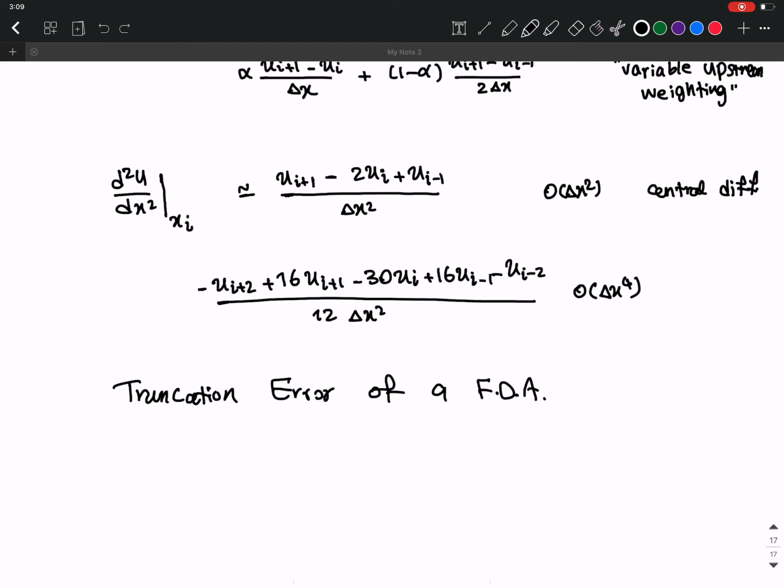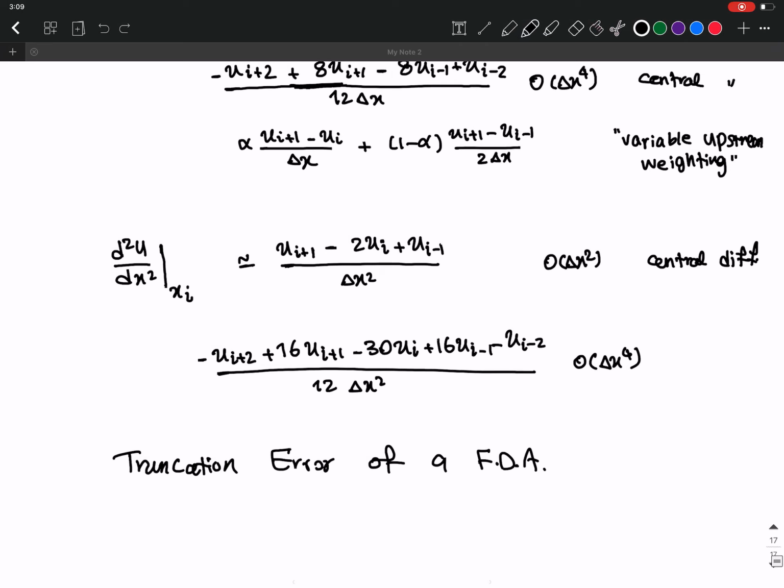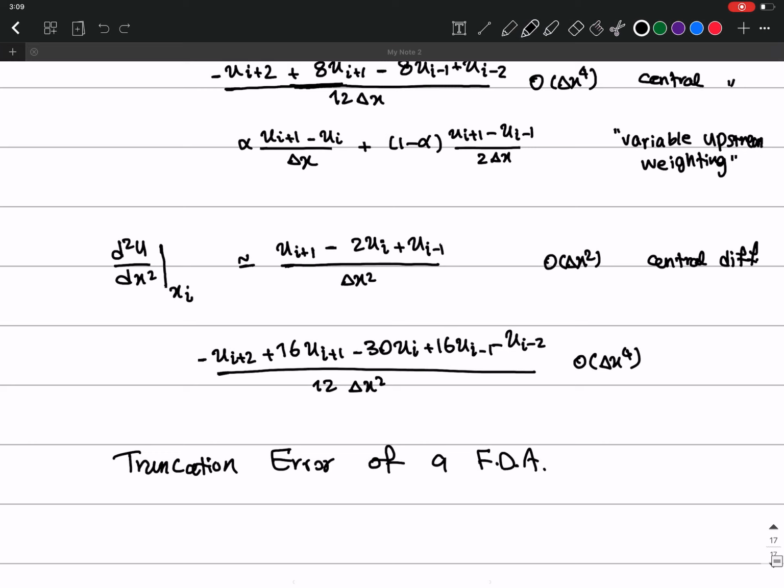What I'm going to do is look at the advection diffusion equation with a variable downstream weighting scheme. So here we had a variable upstream weighting scheme. I'm going to use this scheme for the advection term, and for the diffusion term I'm going to use this central scheme. Then I'm going to find the order of accuracy, or the truncation error, of this approximation for this equation, and we want to find what the order is. Is it order delta x, order delta x squared?